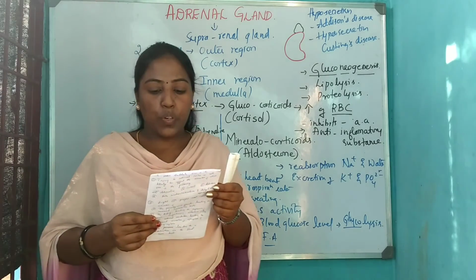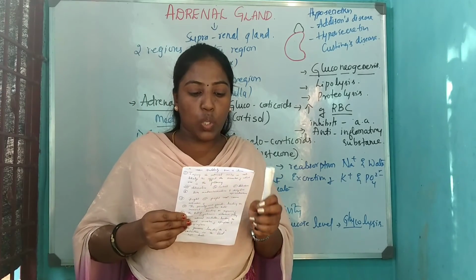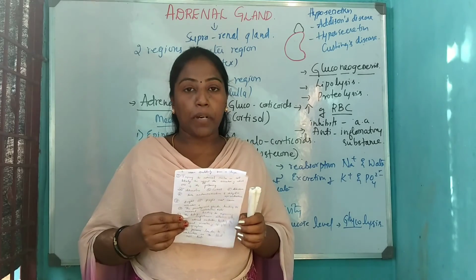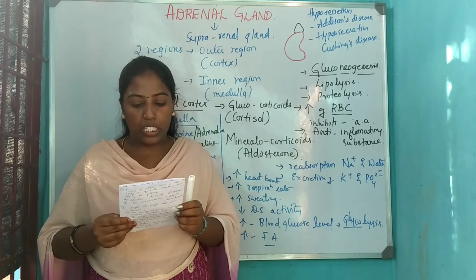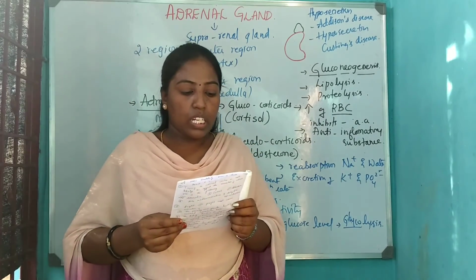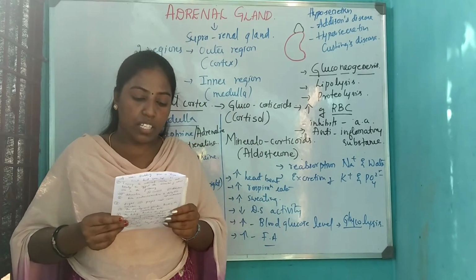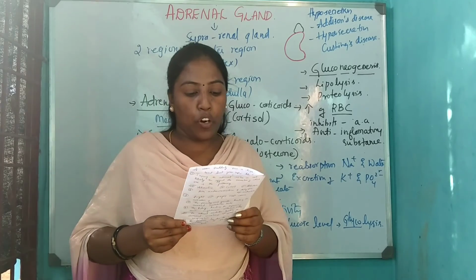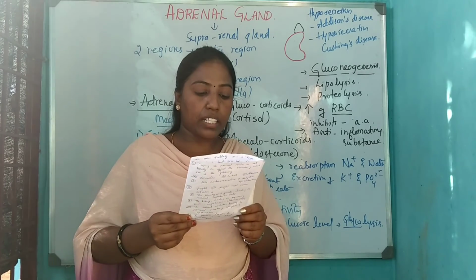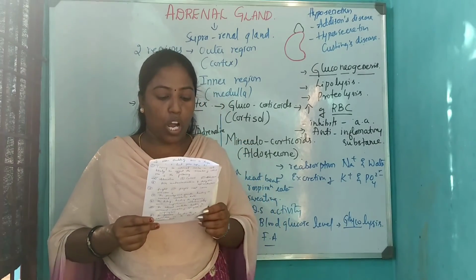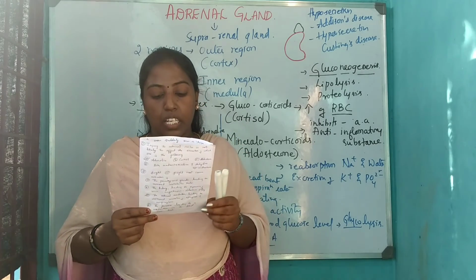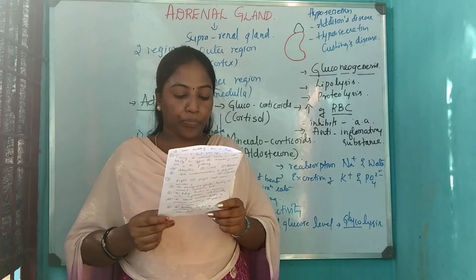Next, which one of the following hormones is not involved in sugar metabolism? A, glucagon; B, cortisone; C, aldosterone; D, insulin. The answer is C. Which one of the following is a modified amino acid? A, epinephrine; B, progesterone; C, prostaglandin; D, estrogen. The answer is A.